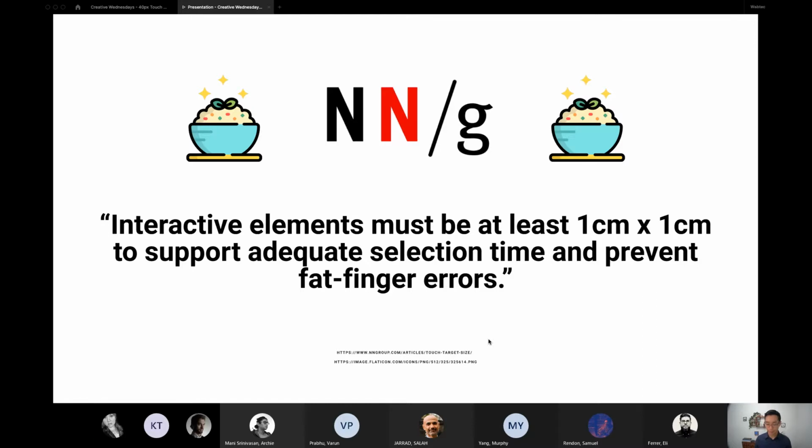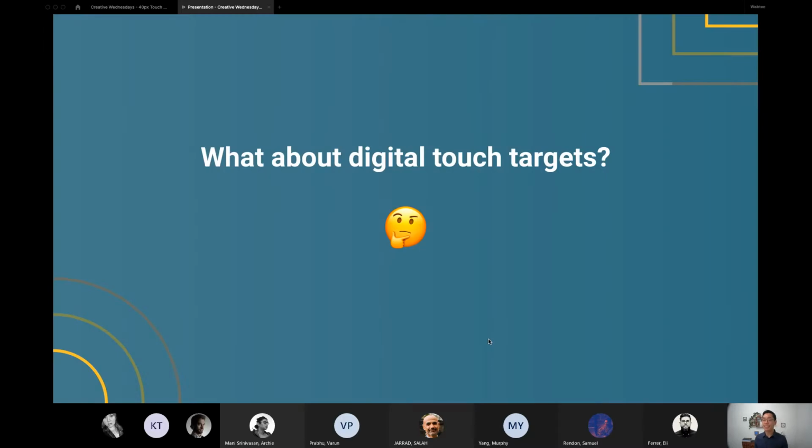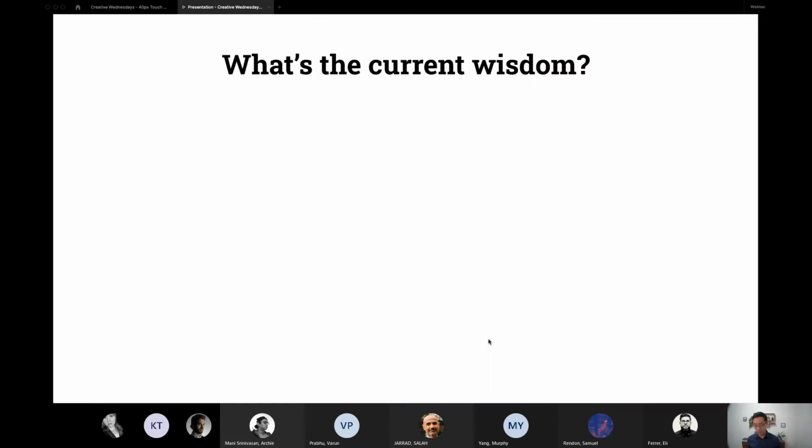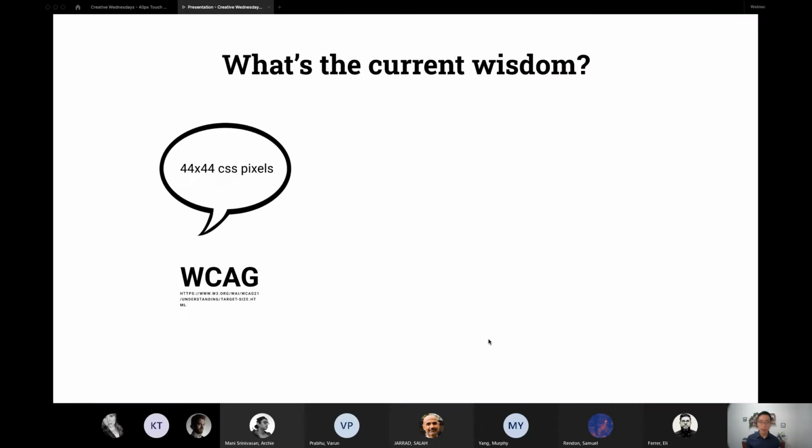Let's talk about the digital side. And this is where things get a little bit tricky, because we have a lot of different voices coming at us saying what to do. In particular, let's take a look at some examples from tech companies. WCAG, our accessibility brothers and sisters, they say use 44 by 44 CSS pixels. And that should be large enough for your devices.